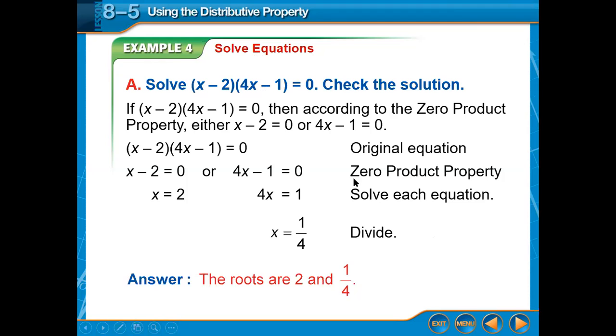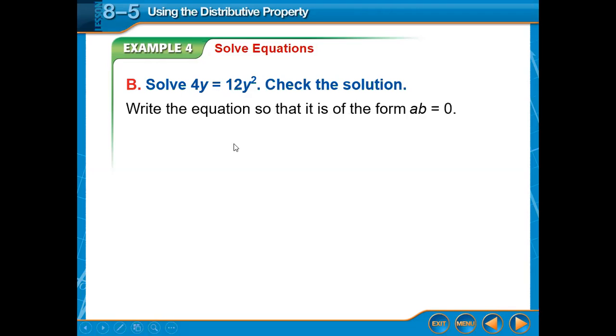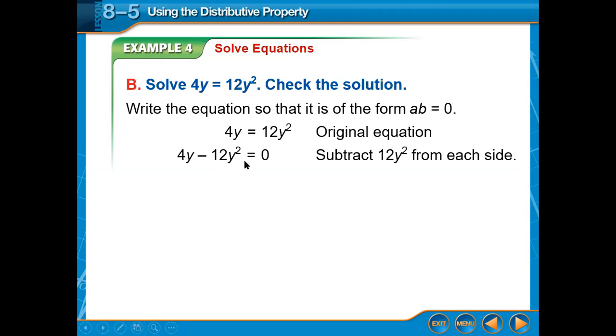Okay? It also works when it's not already factored. Here's an equation that's not factored yet. 4y equals 12y squared. Doesn't equal 0. So before I do anything else, I have to make the equation equal 0. Your choices, you could either subtract 4y from both sides, or you could subtract 12y squared from both sides. It doesn't matter which one you do, but you want to get all of these terms on one side of the equation and equaling 0 on the other side. So they're going to subtract 12y squared from both sides. So you get 4y minus 12y squared is equal to 0.